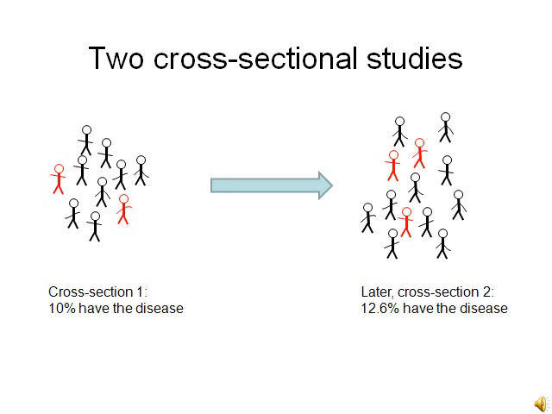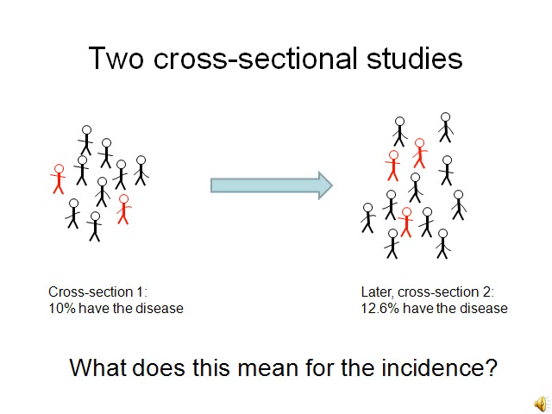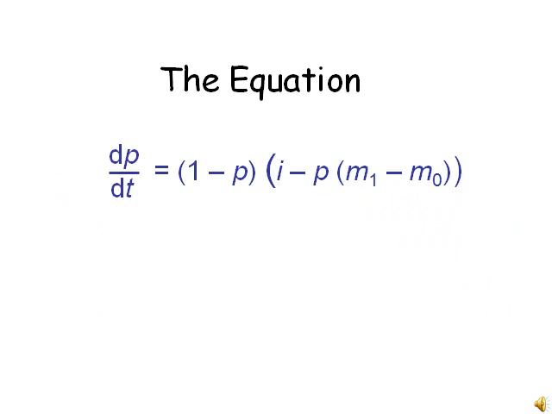Consider a population where the prevalence is 10%. Assume at some later point in time this number increases to 12.6%. The question arises, what can be learned from this about the incidence? So don't get afraid of this weird-looking equation which links the prevalence with the incidence. The equation will be explained in the following.